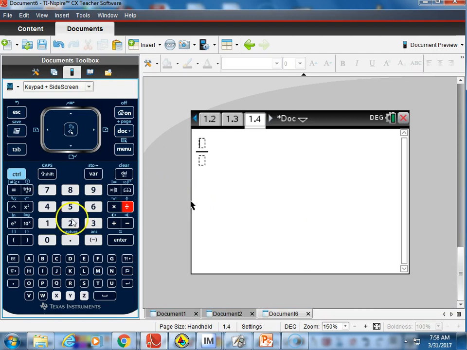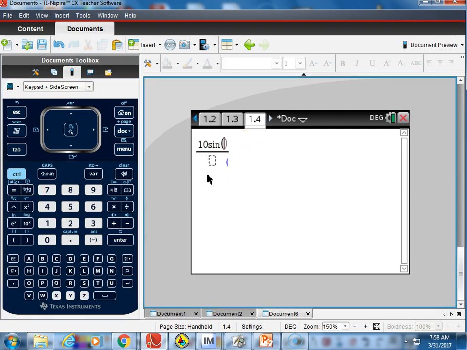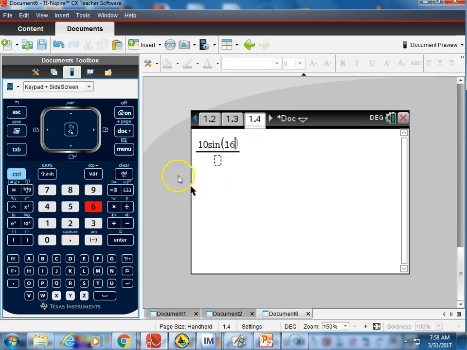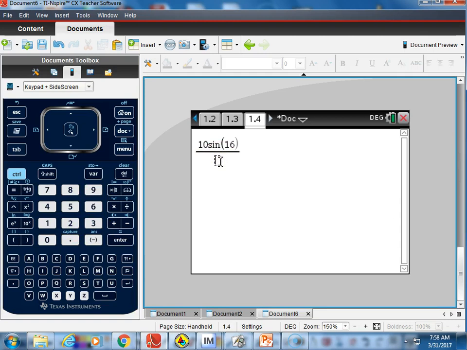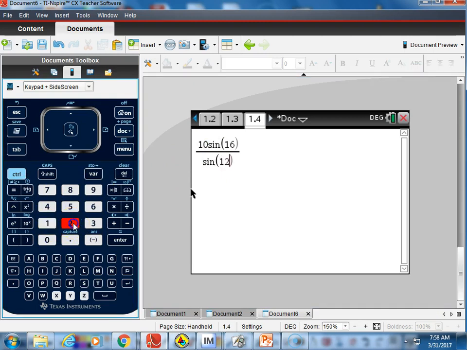I'm going to hit control divide to make it look like a fraction. And I'm going to put 10 sine of 16 over... I'm kind of worried because I think Carter's going to beat me. Actually, I think Amber might have been done 20 minutes ago, so okay.